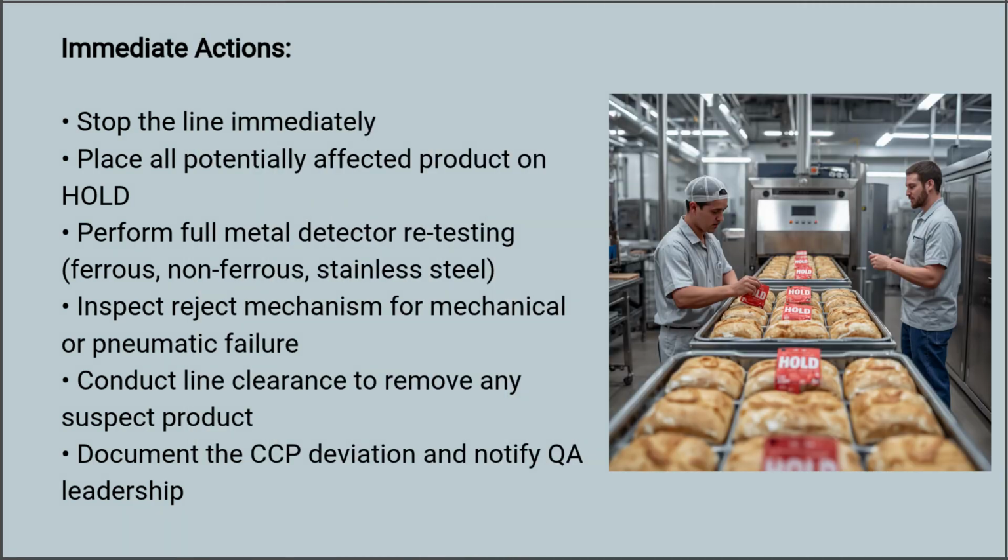On this slide, we're reviewing the immediate actions required when a metal contamination risk is identified. The first step is to stop the production line right away and place all potentially affected product on hold. Next, the metal detector must be retested using all test pieces, and the reject mechanism should be inspected to confirm whether it failed mechanically or pneumatically. A full line clearance is performed to remove any suspect product, and the deviation is documented as a HACCP failure. These immediate actions are essential to protect consumers and maintain regulatory compliance.